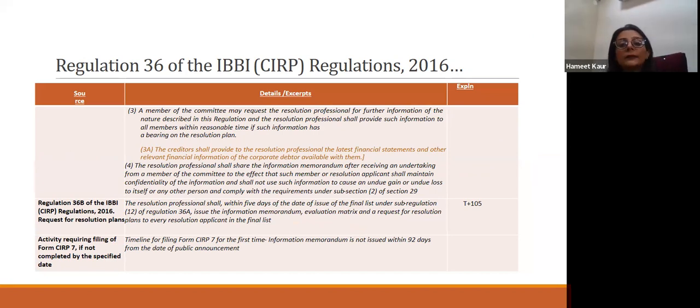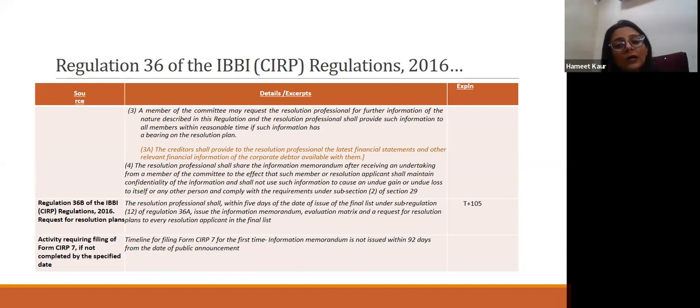A member of the committee may request the RP for further information of the nature described in this regulation, and the RP shall provide such information to all members within reasonable time if such information has a bearing on the resolution plan. The creditors shall provide to the RP the latest financial statements and other relevant financial information of the CD which is available with them. So they are mandatorily required to cooperate. The RP shall share the information memorandum after receiving an undertaking from the members to the effect that the member or resolution applicant shall maintain confidentiality.